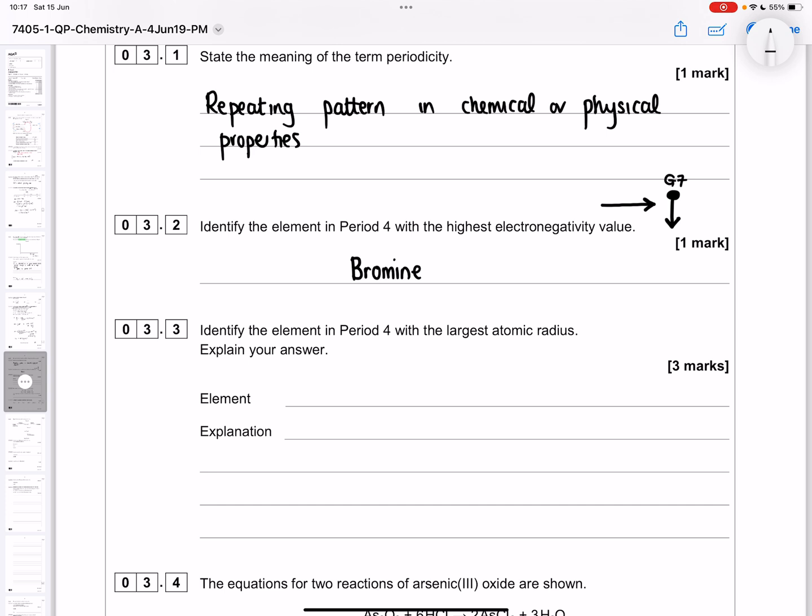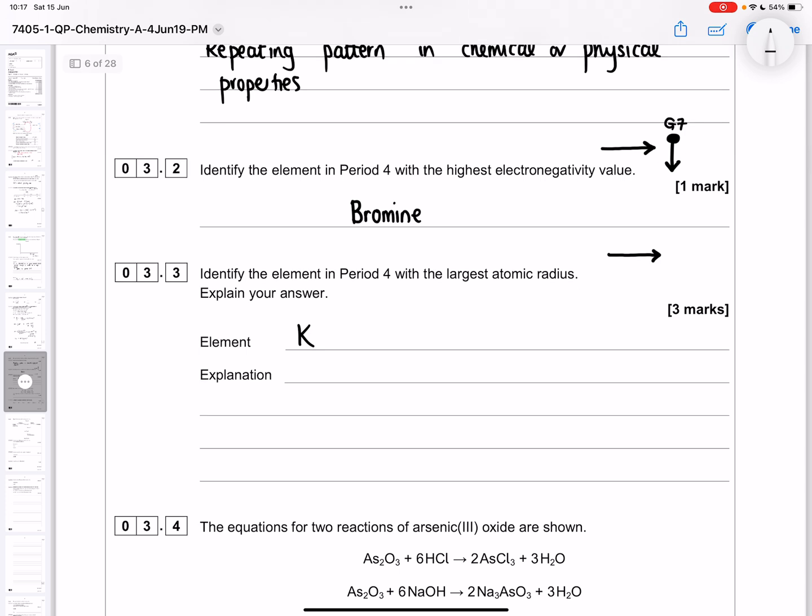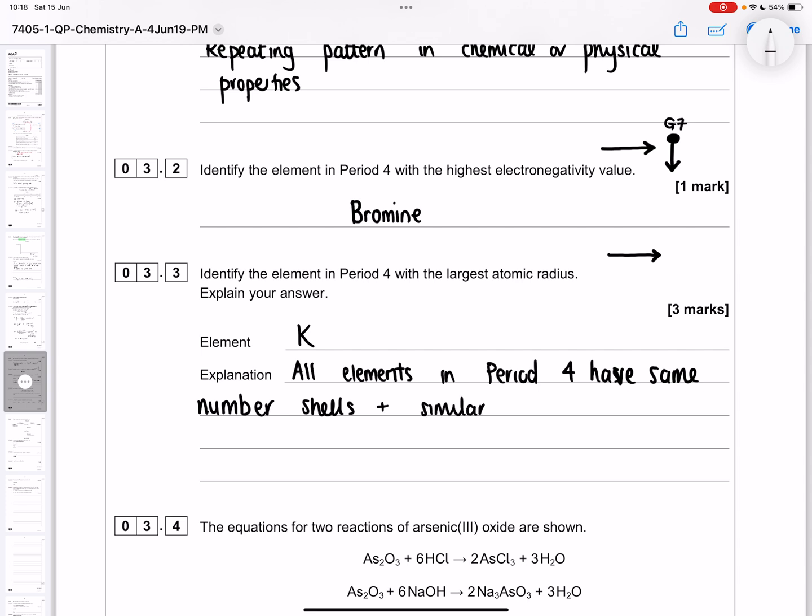Now again, remember that atomic radius decreases as you go across the row. So actually we want the element at the beginning in group 1, which is potassium. And the reason for that is all the elements in period 4 have the same number of electron shells and similar shielding. Not exactly the same shielding because every electron affects the shielding, but they have the same number of shells and similar shielding. But potassium has the fewest protons holding on to those shells. So size actually decreases across the row.